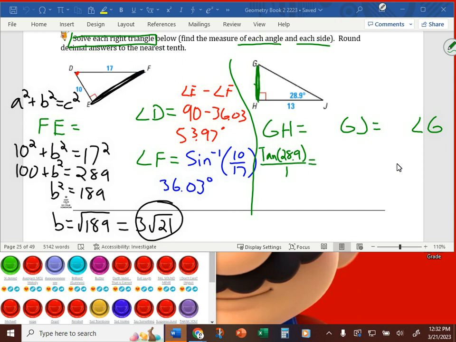The tangent ratio is opposite over adjacent. The opposite side we don't know, so that's going to be our variable. We're putting that over the adjacent side, 13. We like this because this is one less step of the process. We don't have to multiply tangent 28.9 by 13.